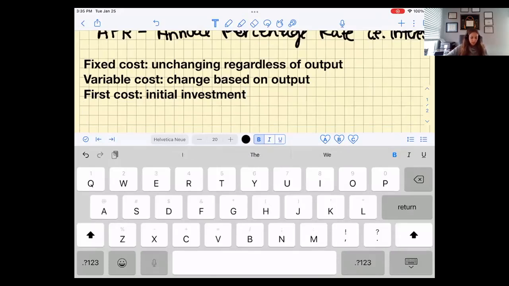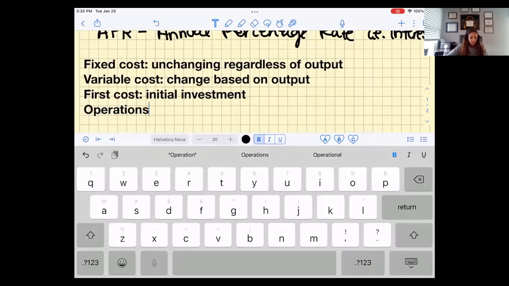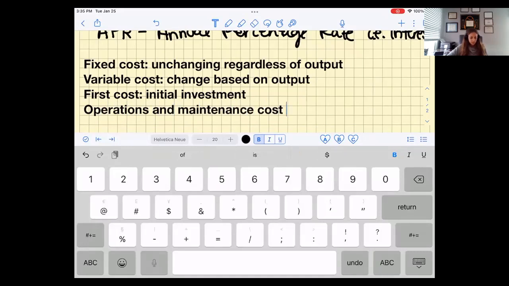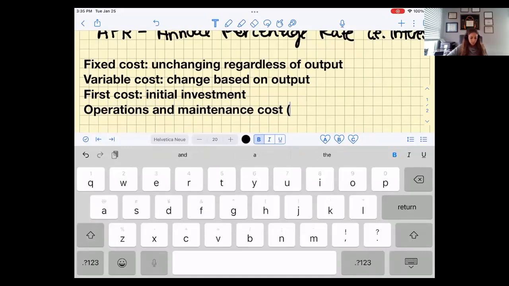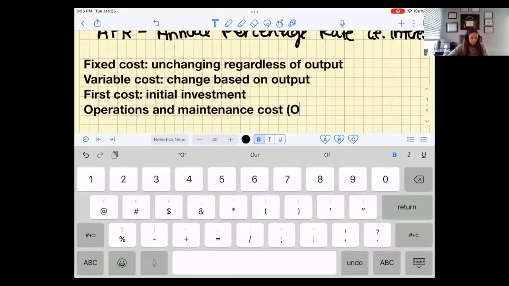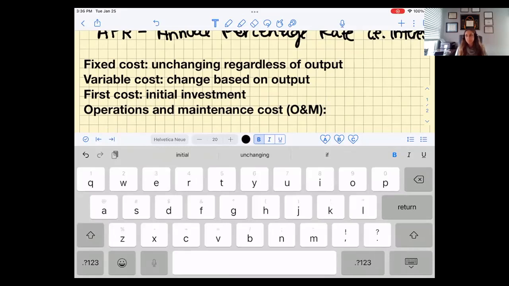So then you have something that is called operations and maintenance cost. But because it's such a mouthful, we usually just call it O and M. So when we say O and M, that's what we mean. And that is something that is a recurring cost. It's something that happens over and over again, like your monthly bill, right? Just to keep the lights on. Operations and maintenance.